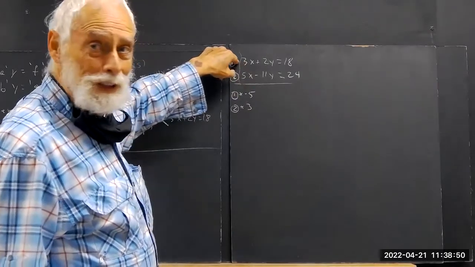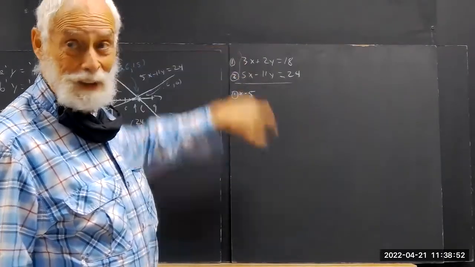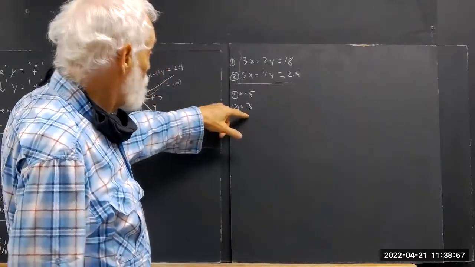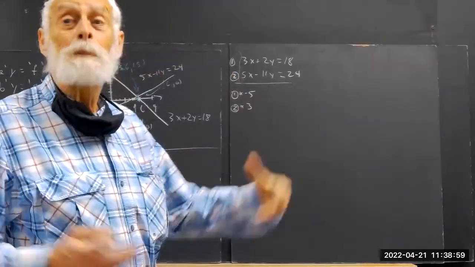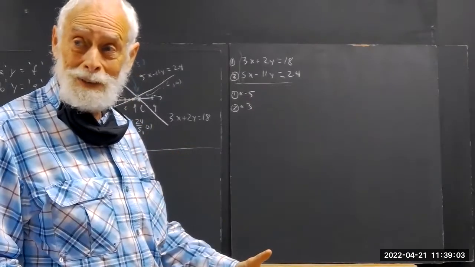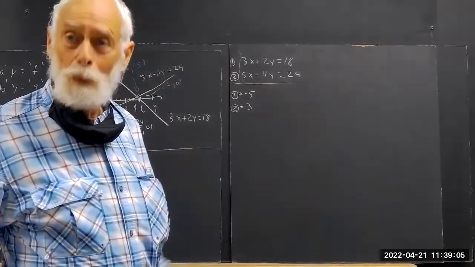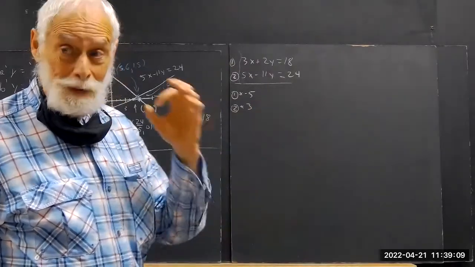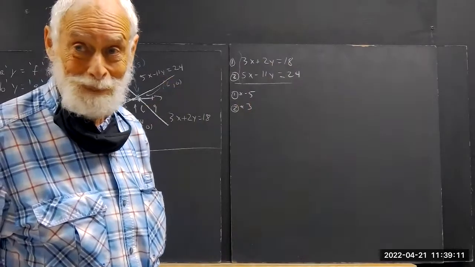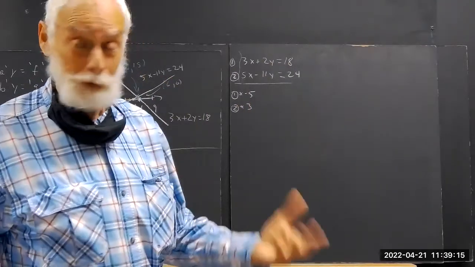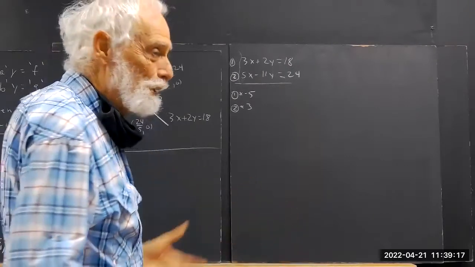Negative 5 times 3x gives me negative 15x, right? It's important that I say this right. And 3 times 5x gives me plus 15x. Well, that's cause for joy because when I add them, my x's are going to go away. Negative 15x plus 15x is 0. I've got it straight.